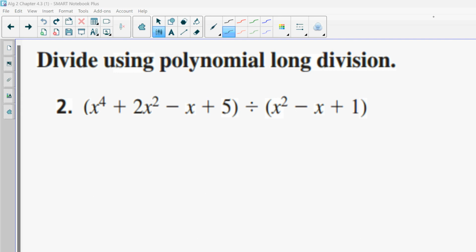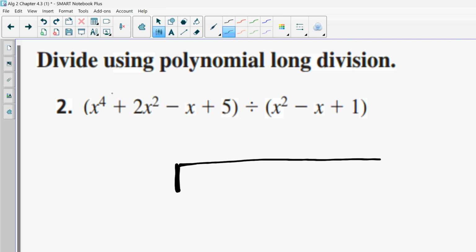Before we get started on finishing this note sheet, are there any questions over the homework? Question on any of the homework problems? And what we're doing today is finishing up our note sheet over dividing polynomial functions using long division.